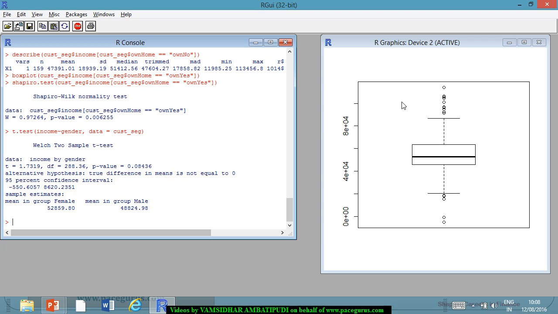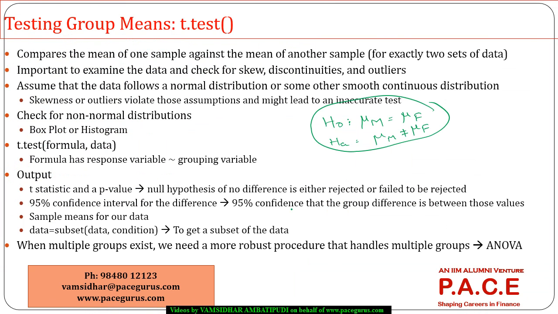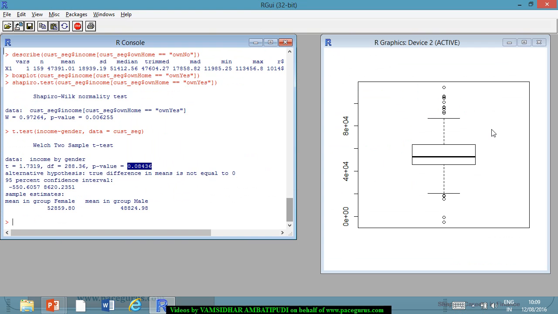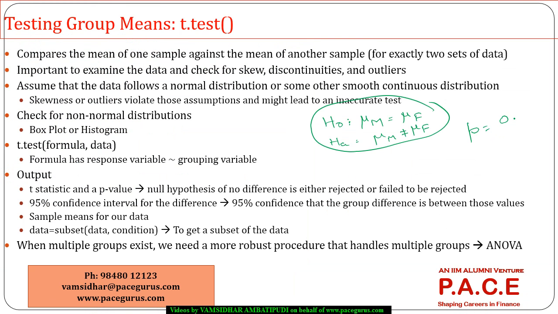Okay, this is the Welch two-sample t-test. The data is income by gender. These are all the calculations that went in, but what I am more interested in is the p-value, 0.08436, which is greater than 0.05. So my decision is always in favor of the null hypothesis. Here I will say that the mean income level of males is more or less similar to the mean income level of females. There is no statistically significant difference in the income levels of males versus females.